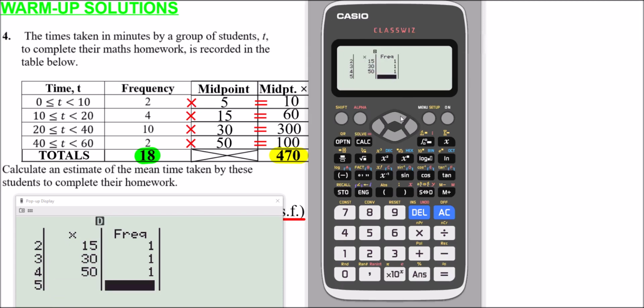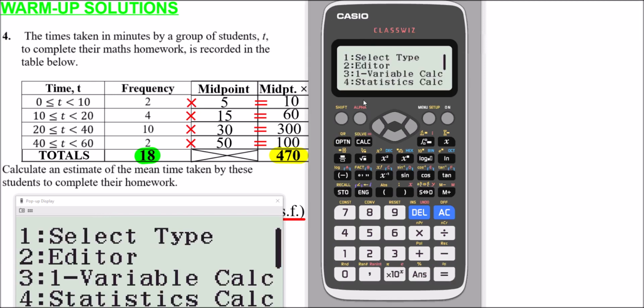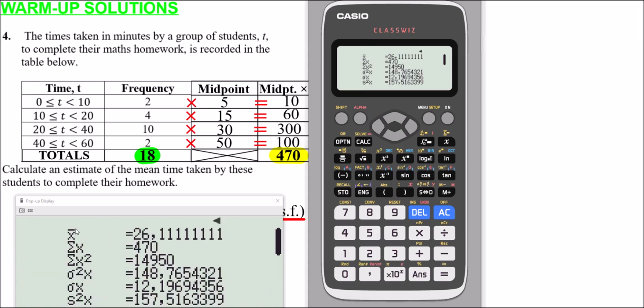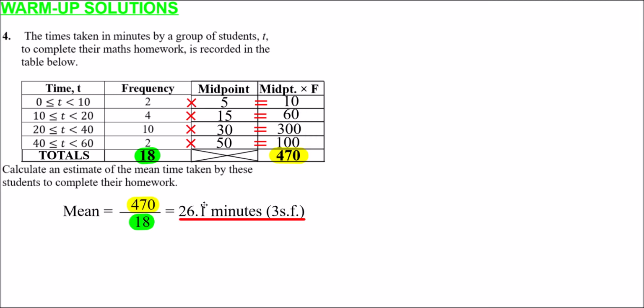Then toggle right and up and type in the corresponding frequencies. So the first frequency is 2, we've got 4, and a frequency of 10, and the final one had a frequency of 2. Press equals. Then once it's all typed in, press OPTN, press option 3 for one variable calculation. We're wanting X bar, and as you can see it's 26.1 recurring, which we've just rounded to 26.1 like I did first of all.